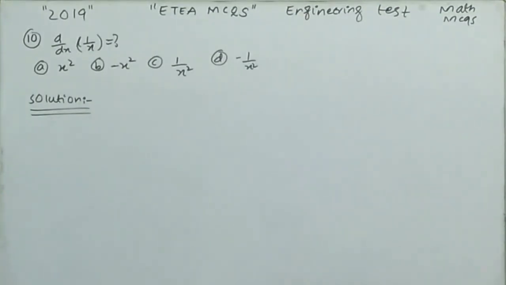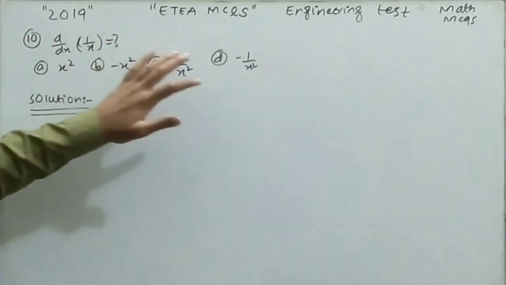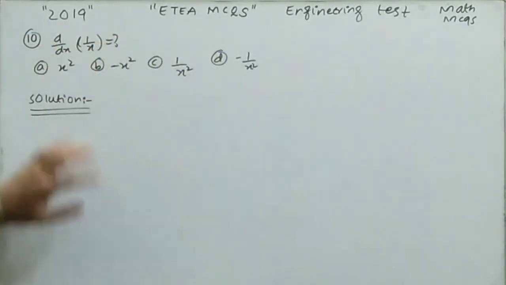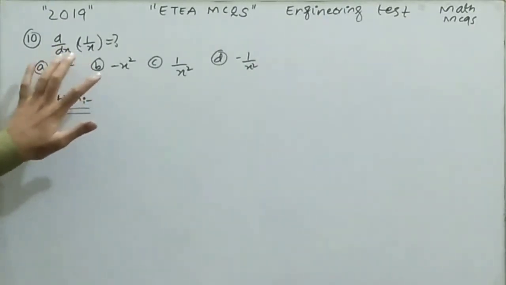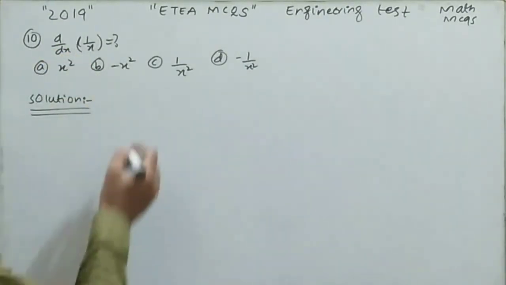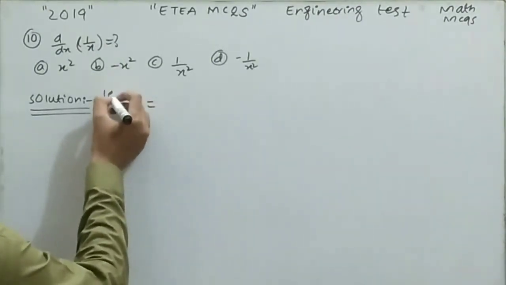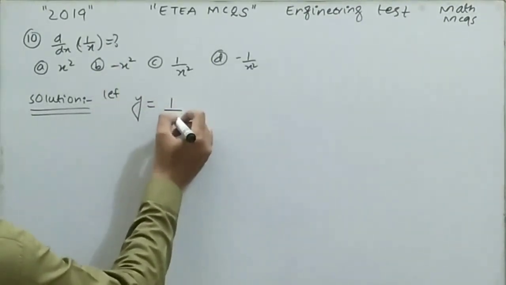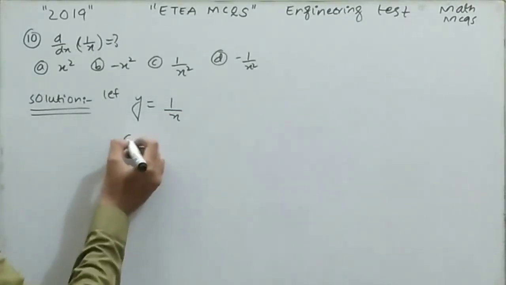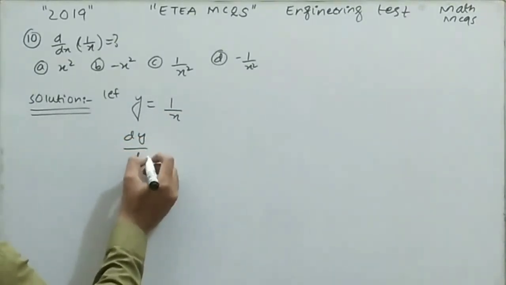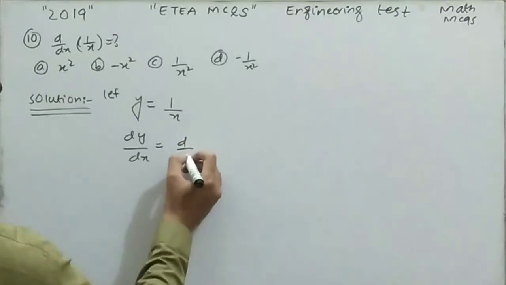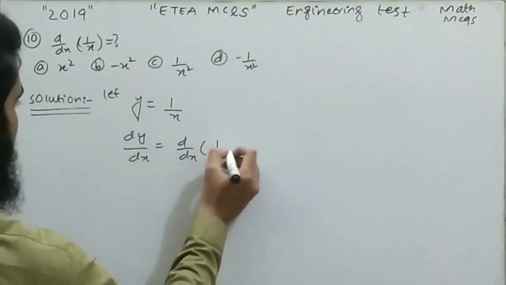Now move toward MCQ number 10 of ETEA Engineering Test of Mathematics portion 2019. It tells that derivative of the function 1 over x with respect to x will be. So let's suppose I consider that 1 over x is equal to y. Now differentiate both sides with respect to x, so it becomes dy by dx, and take the derivative of 1 over x also with respect to x.